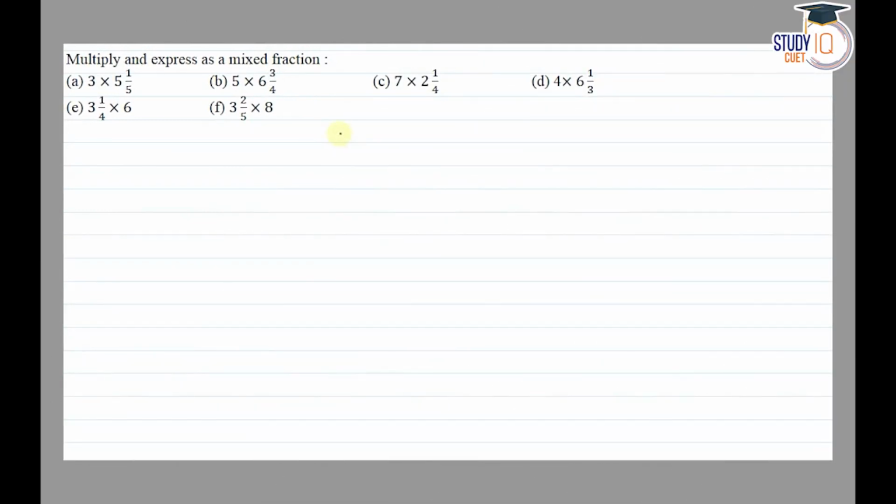Hello everyone, this question appears in the Class 7th NCERT chapter of Fractions and Decimals. This is the 6th question of Exercise 2.2. The question says to multiply and express as a mixed fraction.